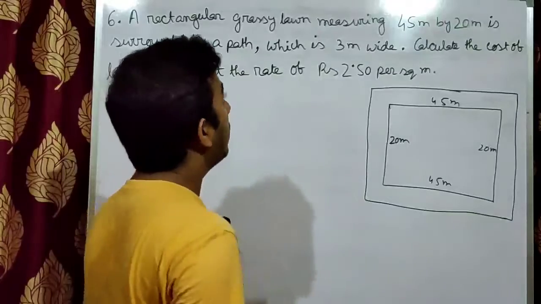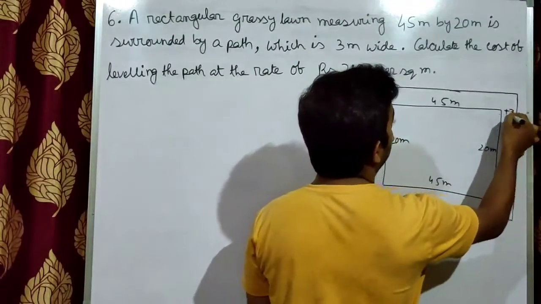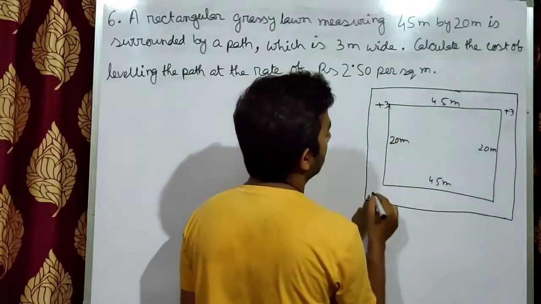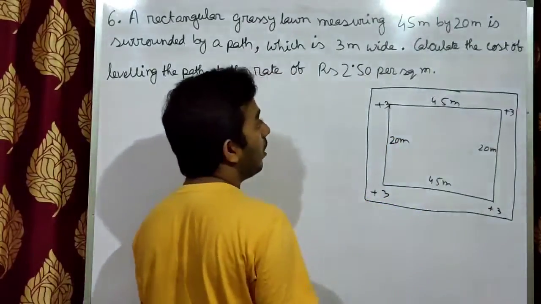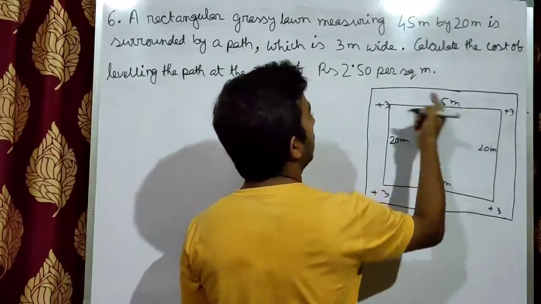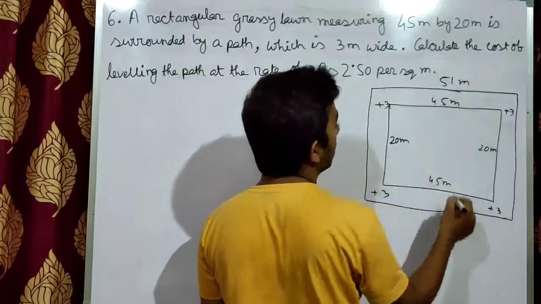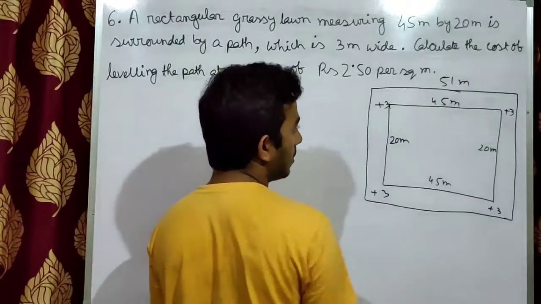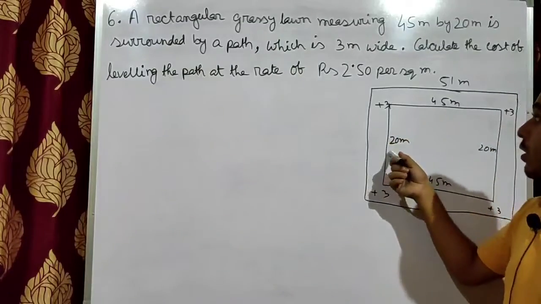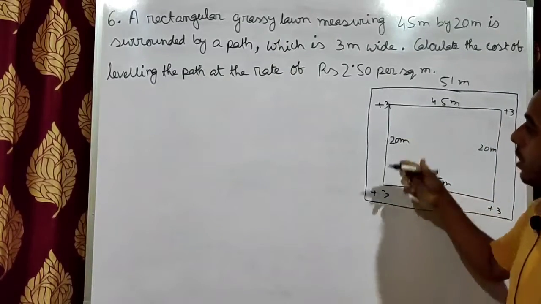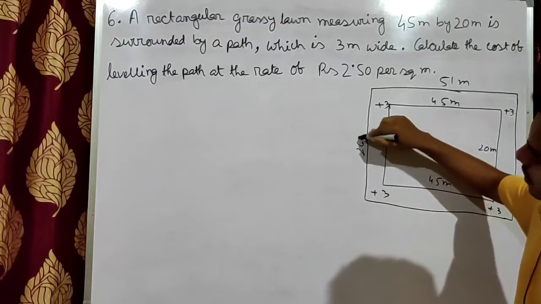And the width of the path is what? 3 meter. So this side 3, this side 3. So length of the lawn will be what? 45 plus 6 is 51 meter, and it will be what? 26. Clear? Because here the breadth of the park is 20 meter. So this side plus 6, this side also plus 6, it will be 26 meter.